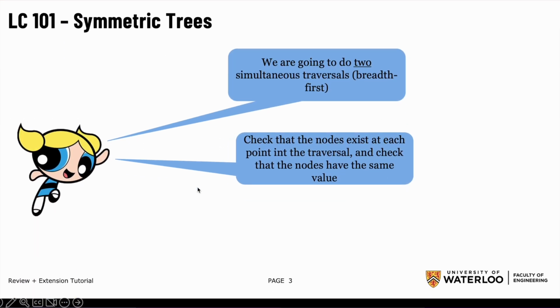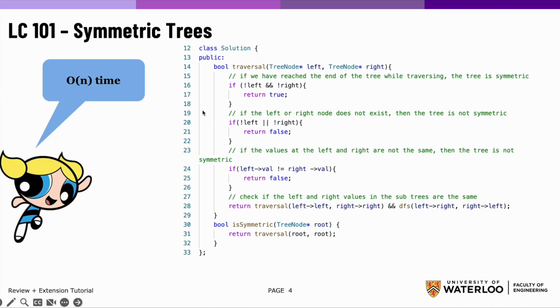So that's my approach. And if we're thinking about the big O notation, the worst case time complexity is that you do go through the entire tree. And if you made it through the entire tree, then that means it's symmetric, right? So at worst, we're going to go through every single node in the tree, meaning that we have O of n time complexity.